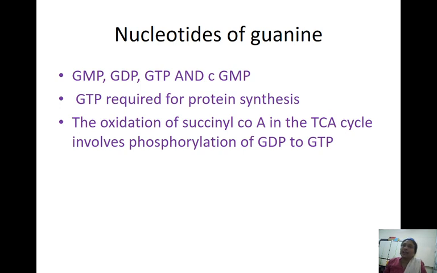Then coming to the nucleotides of guanine: GMP, GDP, GTP and cyclic GMP. Nucleotides of guanine are guanosine monophosphate, guanosine diphosphate, GTP and cyclic GMP. GTP is required for protein biosynthesis, and if you remember the steps of the TCA cycle, in the oxidation of succinyl-CoA to succinate, GDP is phosphorylated to GTP. So that means nucleotides of guanine are involved in the TCA cycle, and GTP is required for protein synthesis. GTP and GDP both are nucleotides of guanine.